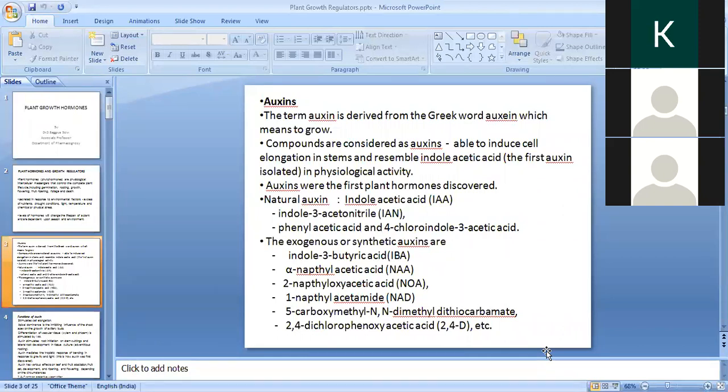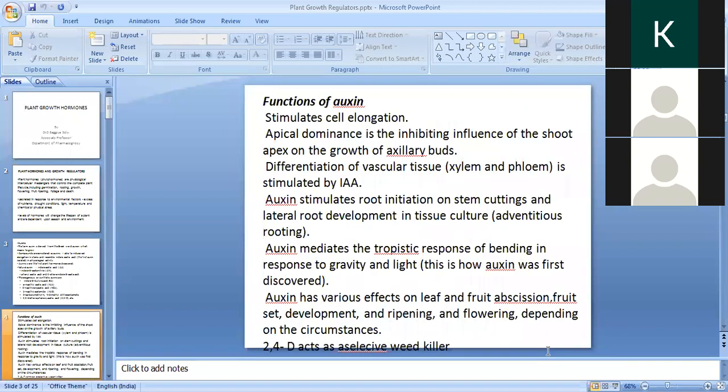So we know already about this 2,4-D, which is used as a selective weed killer, which we have studied when we were dealing with pest control. And when you come to the functions, it has the stimulant actions, especially it is used in plant tissue culture to stimulate the growth.